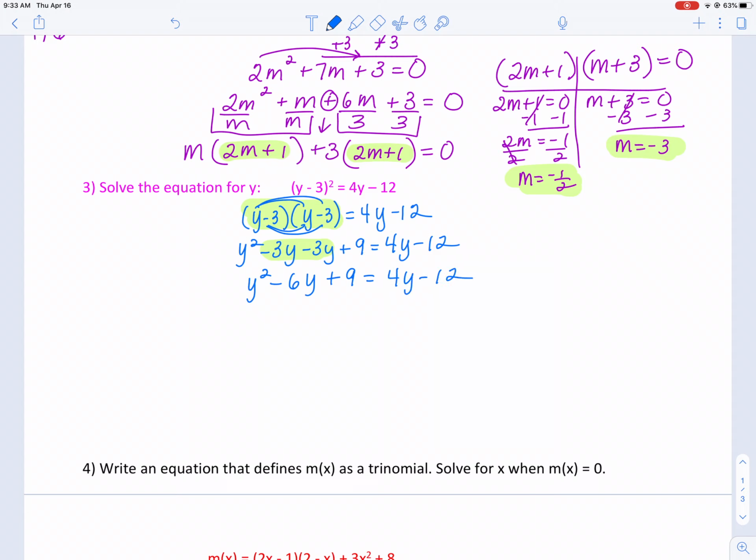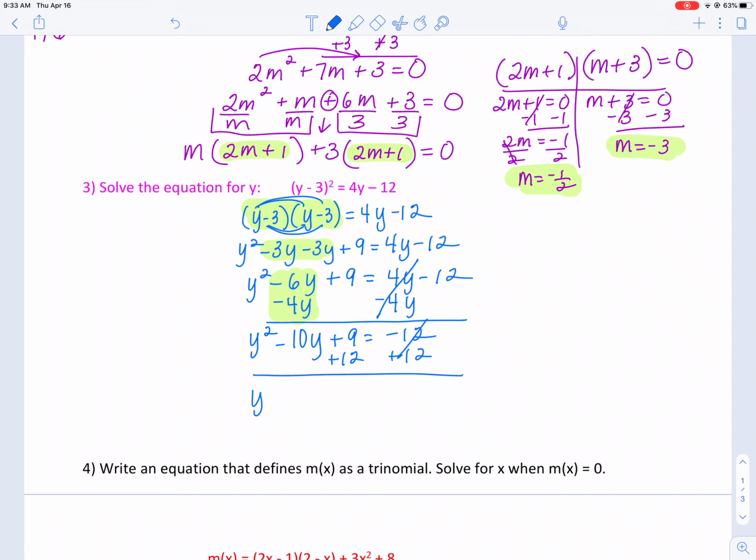Now, we never, ever, ever want it to equal 4y - 12. We want it to equal 0. So I'm going to move the 4y underneath. You see where I moved it? Underneath the 6y, because those are like terms. That cancels. And -6y - 4y is -10y. But that still equals -12. Add that 12 to the other side. So now I have y^2 - 10y + 21 = 0.